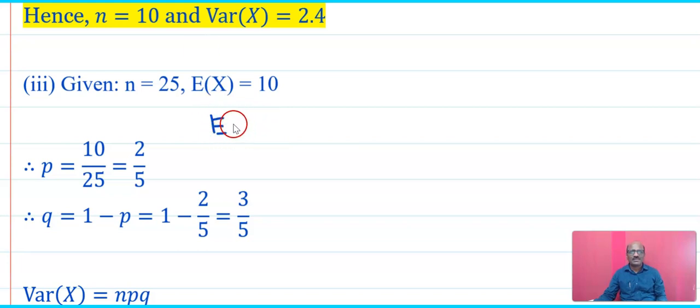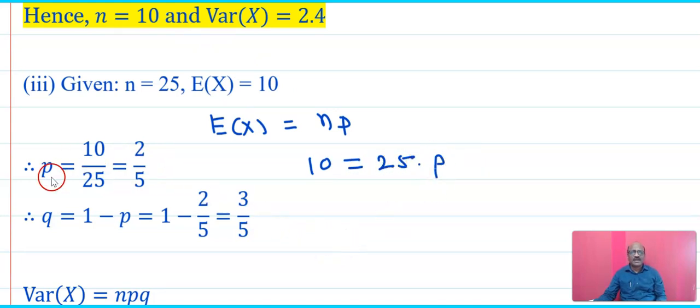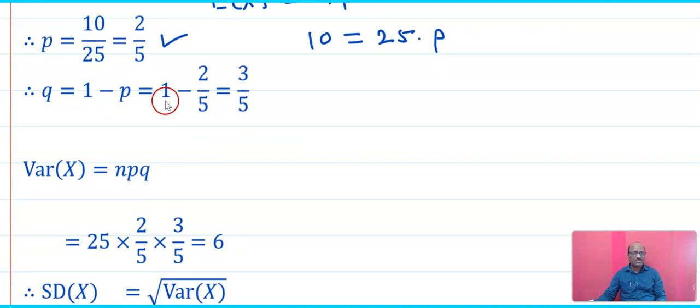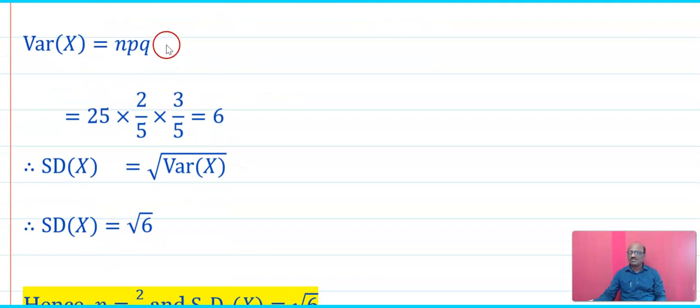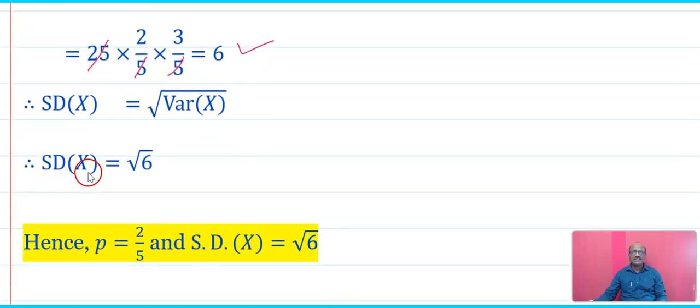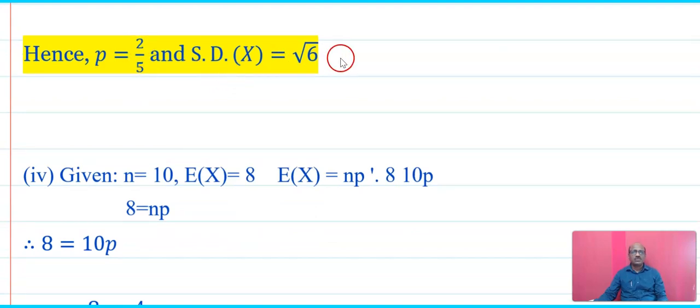Then E of X is equal to NP. What is the value of E of X? It is 10, and that is equal to N, which is 25, and this is the P. Therefore, P is equal to 10 upon 25, and that is nothing but 2 by 5. The value of Q is 1 minus P, 1 minus 2 by 5, which means 3 by 5. The variance of X is NPQ, that is N is 25, P is 2 by 5, Q is 3 by 5. If we simplify this, 5 and 25 get cancelled, 2 into 3 is 6. And the SD is the root of the variance of X, that is the root of 6. Hence P is equal to 2 by 5 and the SD is the root of 6.